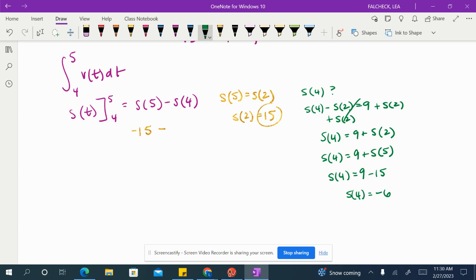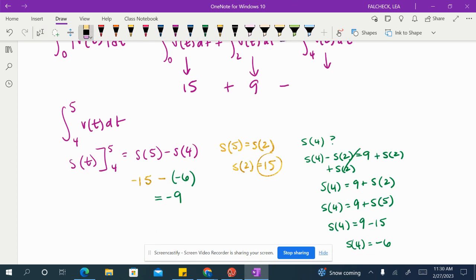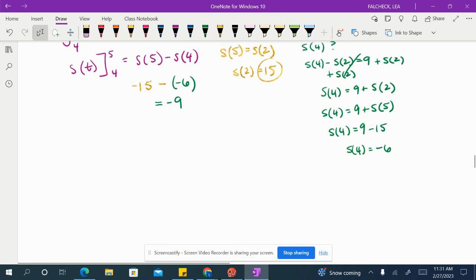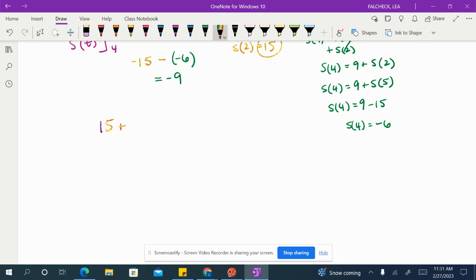So I've got negative 15 minus negative 6. Careful with the signs there, but that would just give me negative 9. So the final region that we were looking for is going to be negative 9. So I would add those together. I would get 15 plus 9 plus another 9, and that would give us a total distance traveled of 30.